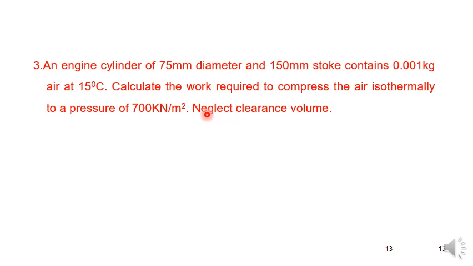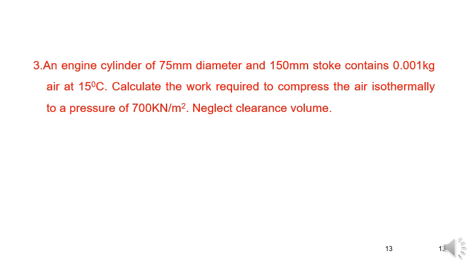So first read the question carefully. What is given? An engine cylinder of diameter 75 mm, stroke length L 150 mm, mass 0.01 kg, air at 15 degrees centigrade, 15 plus 273, you have to convert it into Kelvin. Next, calculate the work required, W, to compress. The given condition is that the air is compressed isothermally.